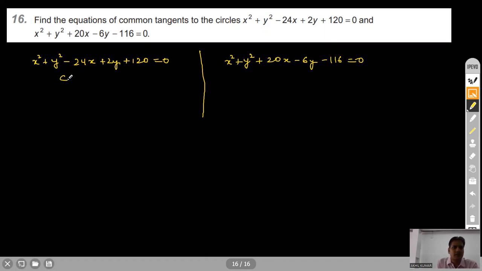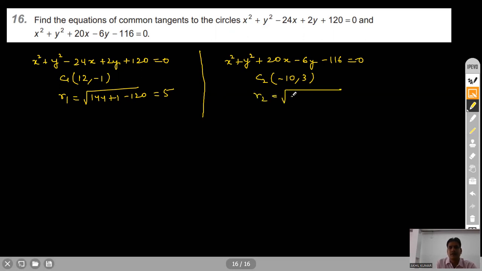So what is the center of this circle? It is (12, minus 1), right? And what is the radius of this? Radius of this will be 144 plus 1 minus 120, that is 145 minus 120, that is 5. And what is the center of this circle? It will be (minus 10, 3), right? And what will be the radius? Radius will be 100 plus 9 minus of minus 116, meaning plus 116, so 225.